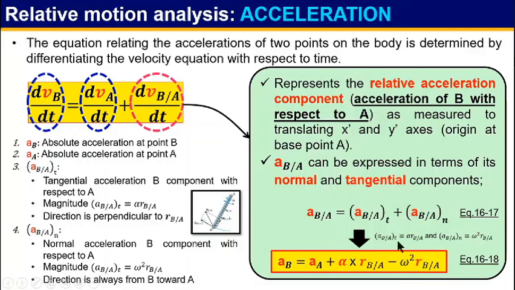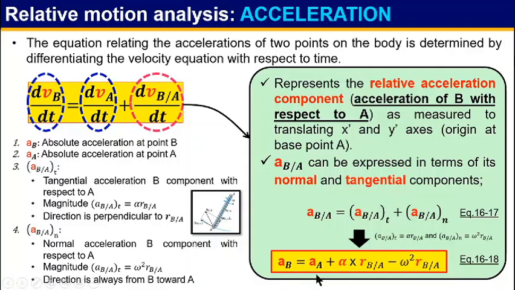Now, once you substitute this equation inside this equation, you will get AB equal to AA plus tangential components, okay, minus normal components. Why is this sign negative? Please read the book. Actually, you already learned about this sign based on these motions in chapter 2. So, this is the relative acceleration equation.